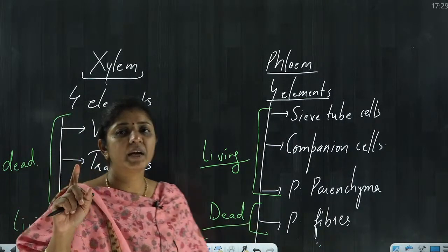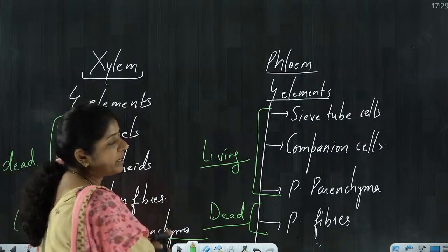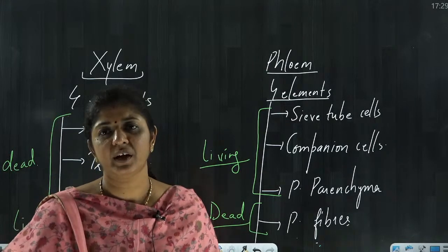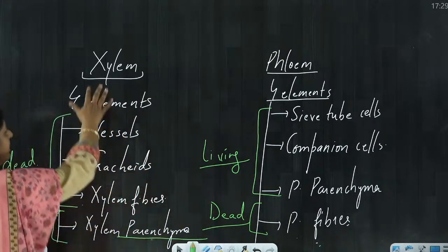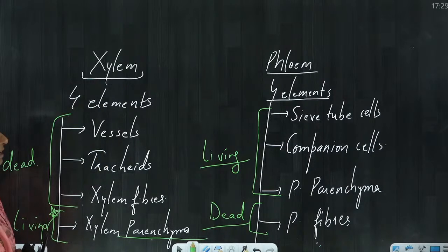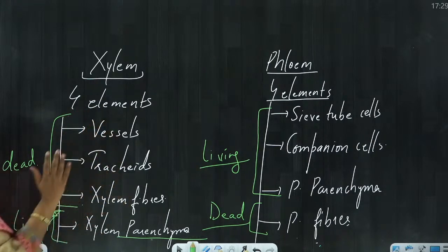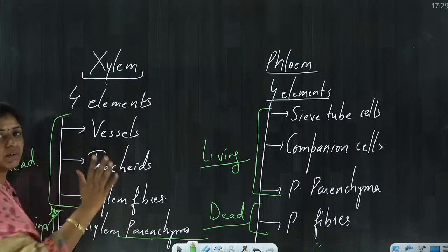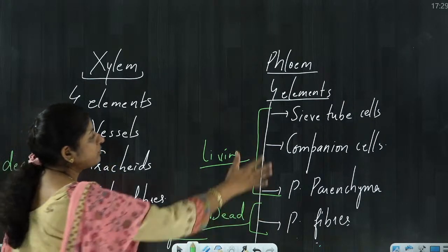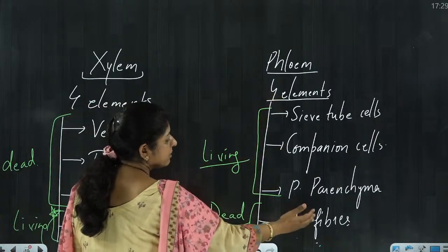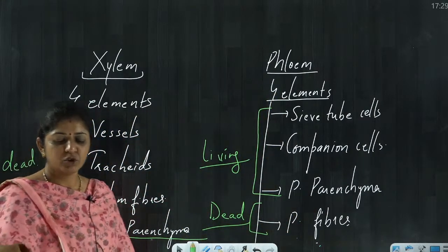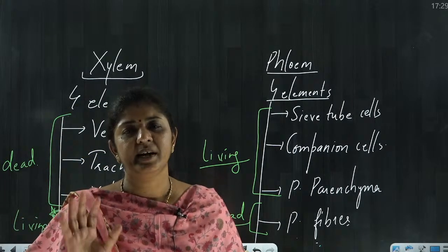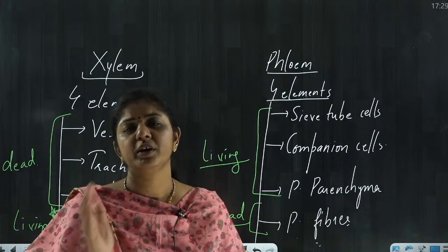Keep a formula in your mind to learn which elements are living and dead here. Fibers are always dead, parenchyma is always living. Are you getting that? So if someone asks which elements are dead here, directly say vessels, tracheid and fibers. Which one is living here? The answer will be xylem parenchyma. And which one is dead in phloem? Phloem fibers, right? So parenchyma, I repeat, will always be living, fibers are always dead, whether it is phloem or xylem.